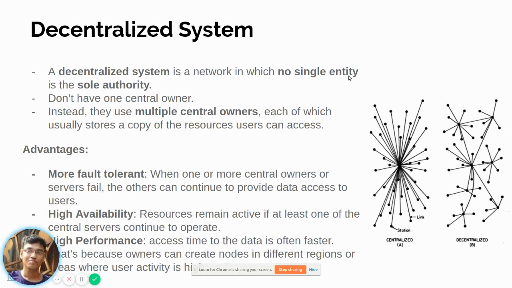Next, there are several advantages of a decentralized system. Some of them we have already seen in the peer-to-peer model. It is more fault tolerant, because now you don't have one authority controlling the system. The probability of failing of one authority is higher than the probability of failing of several. And of course, high availability and high performance.